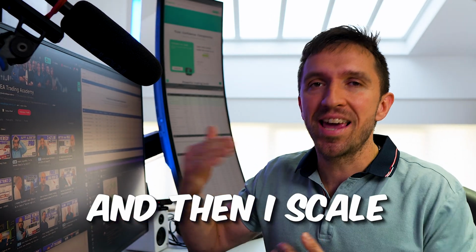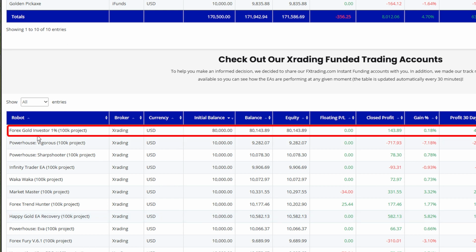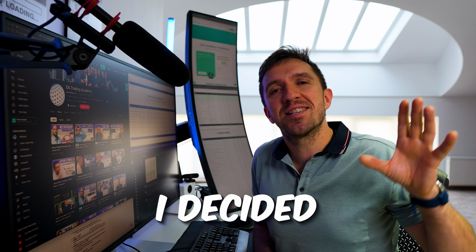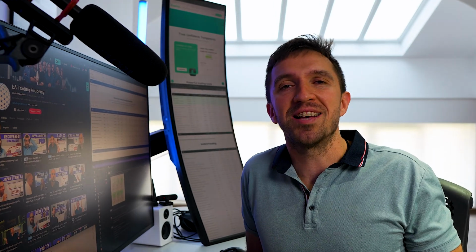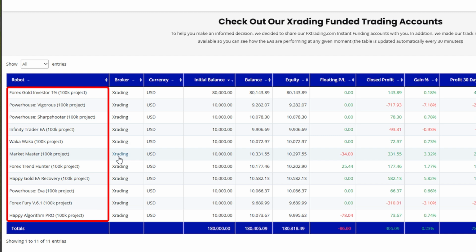then I scale. And I've scaled a few times one account with the Forex Gold Investor, and currently I'm on stage 4. Here you will see all of the stages. So once I reached 20% they double the account for me. I requested profit, then I requested a payout, then again and again, and now the account is going up and down. But that's why I decided to make all of our accounts public, guys, so whenever you're watching the video you can check how any of the robots is doing.